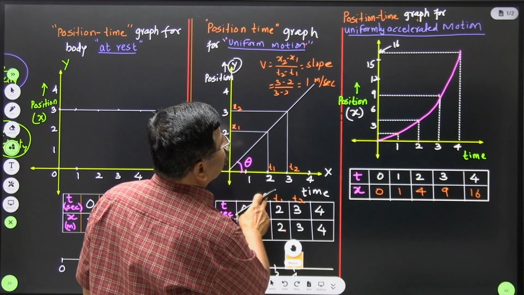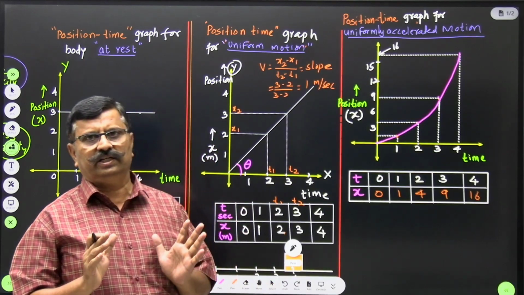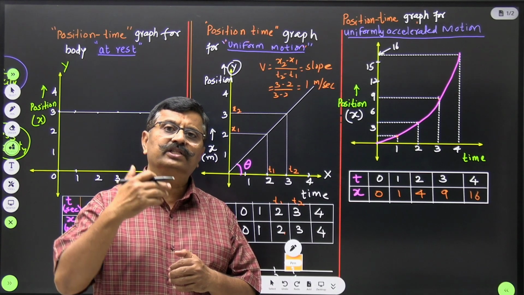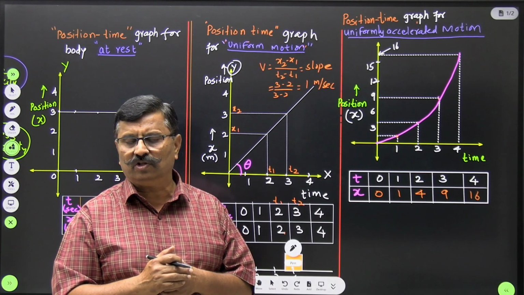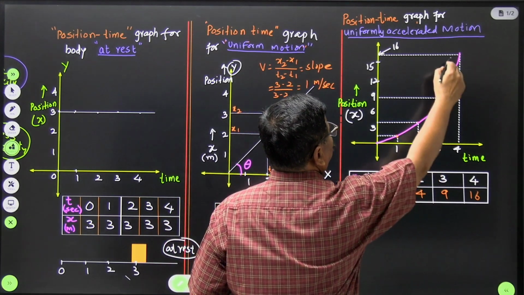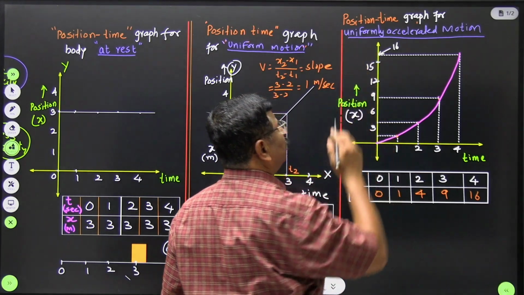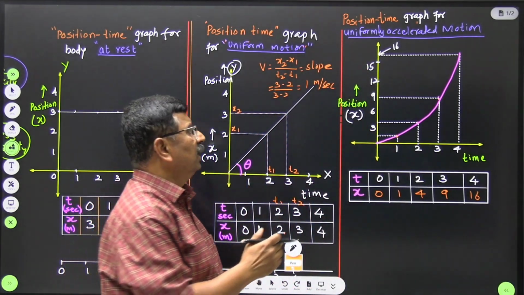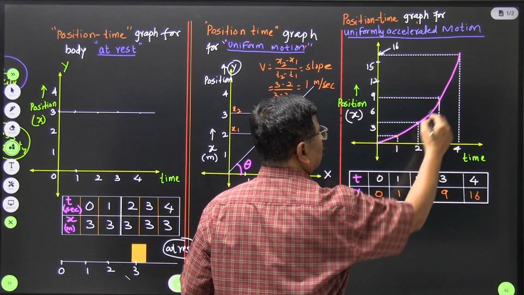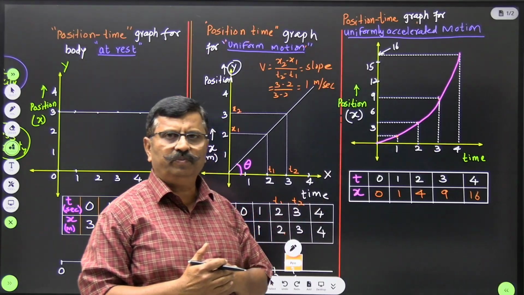Now, in this case, the body is moving with constant acceleration. Means the speed of the body is increasing uniformly. Acceleration is constant. Now, this is the nature of the graph. Here again time is plotted along the x-axis while displacement is plotted along the y-axis. And this is the nature of this graph. This is the curve. Now, how did we get this curve, or how did we get this kind of nature?